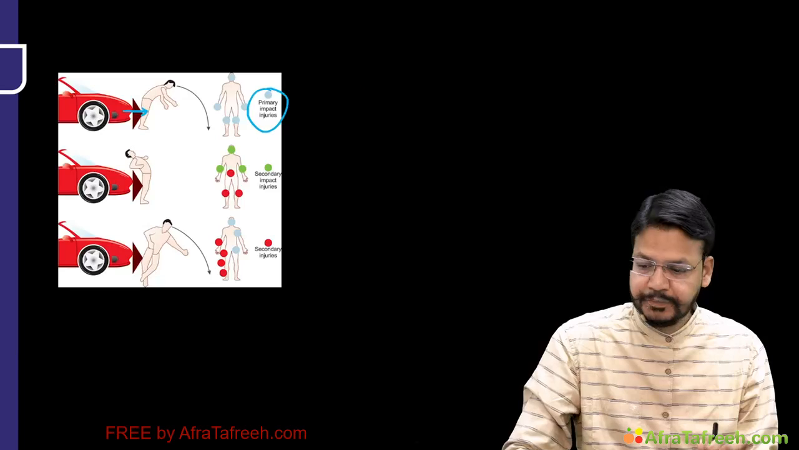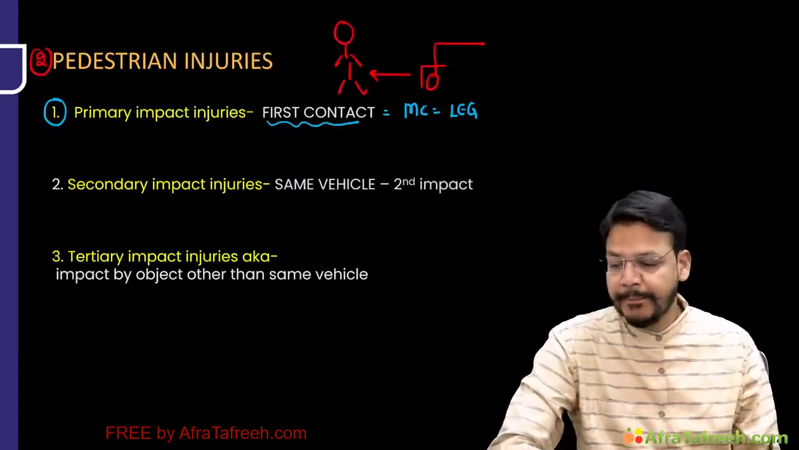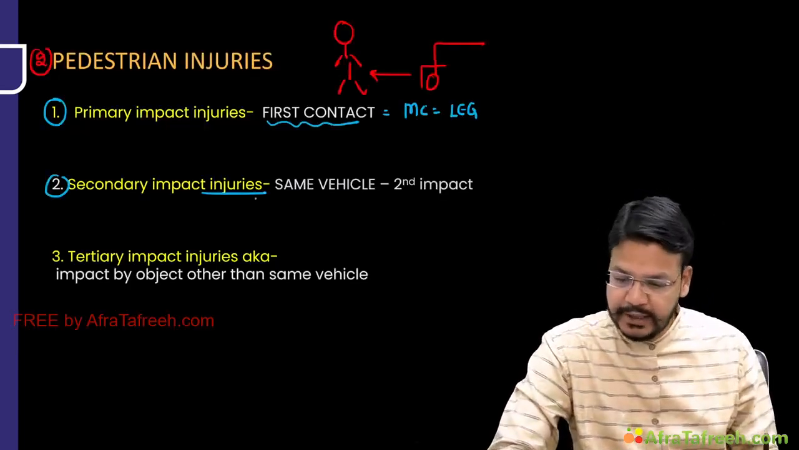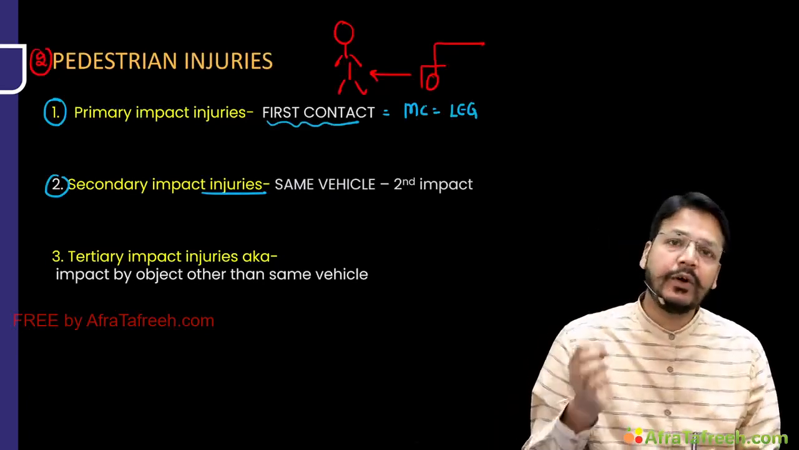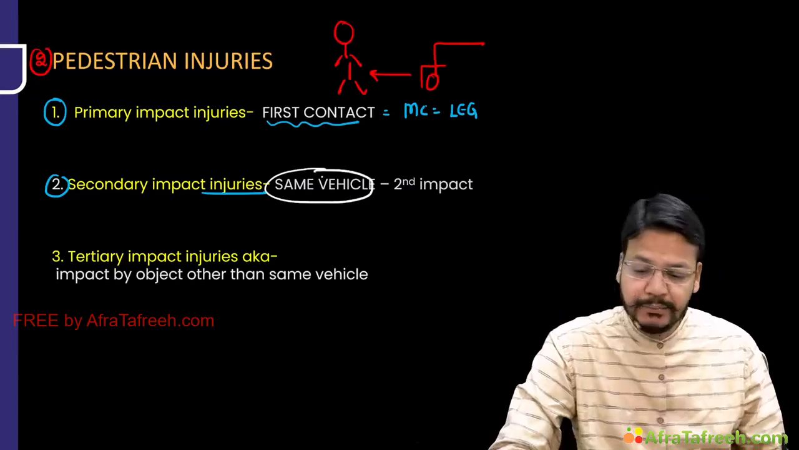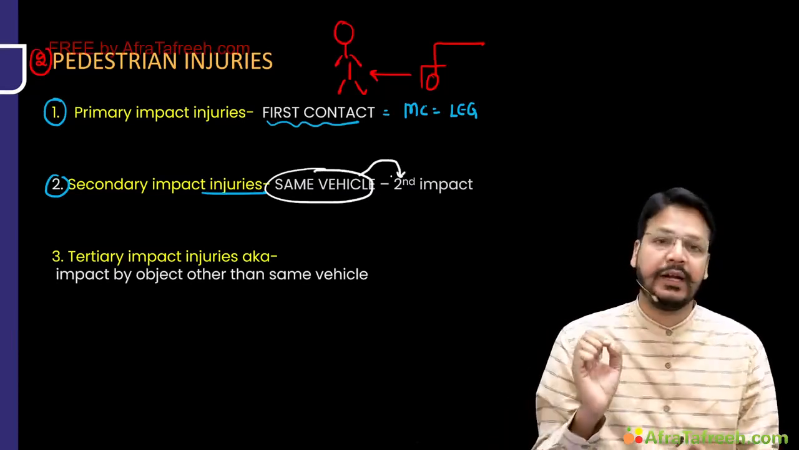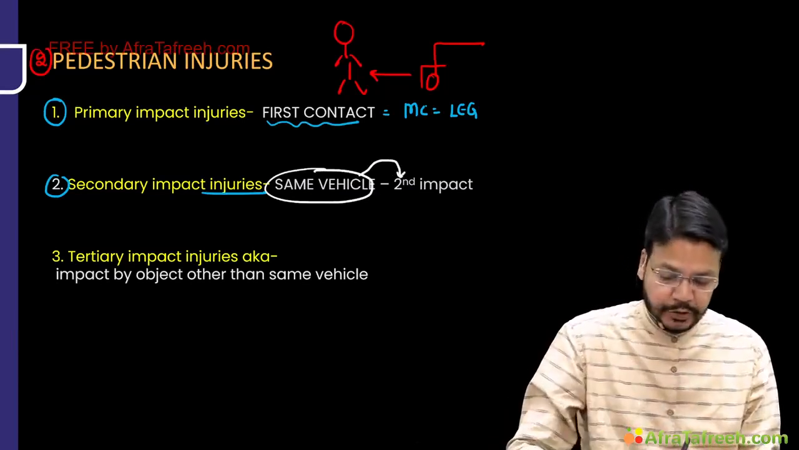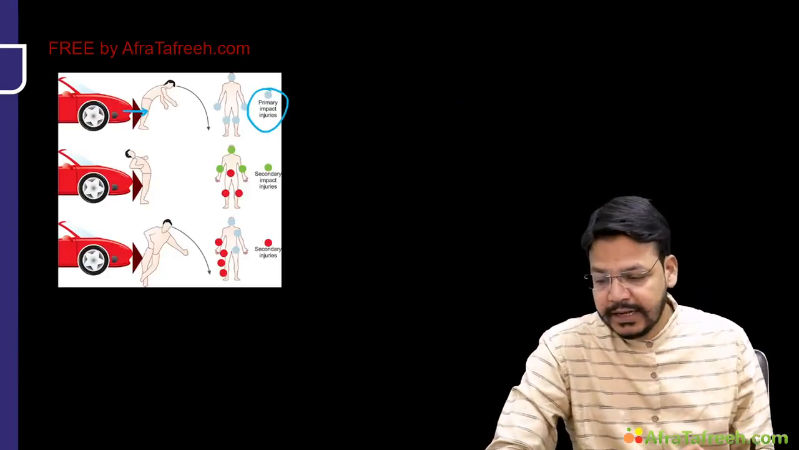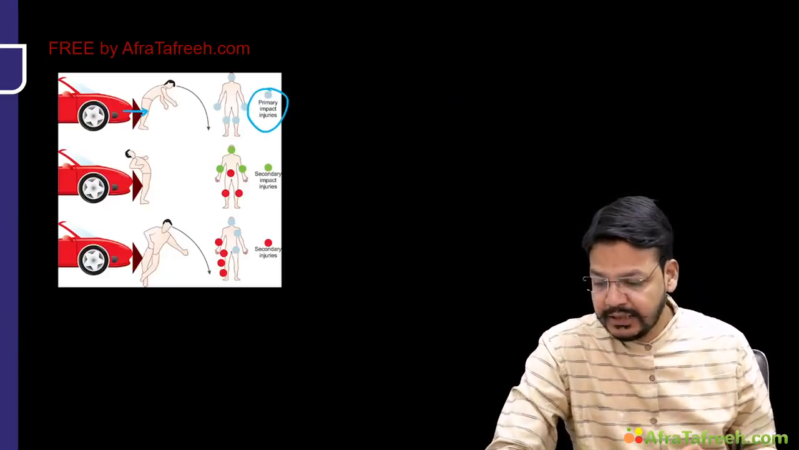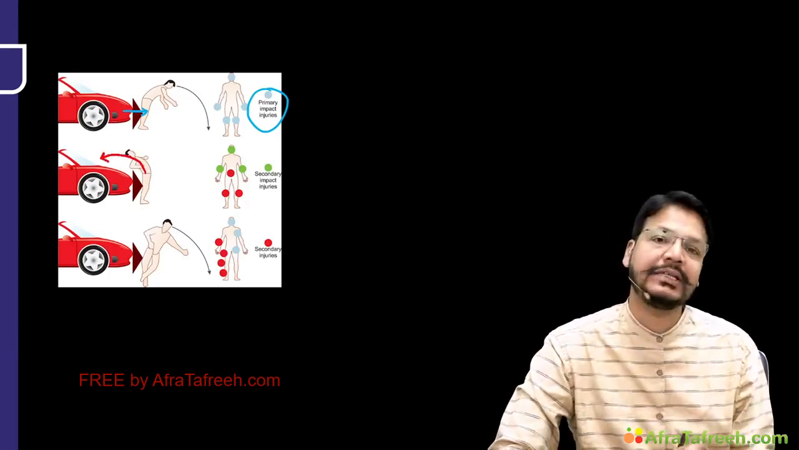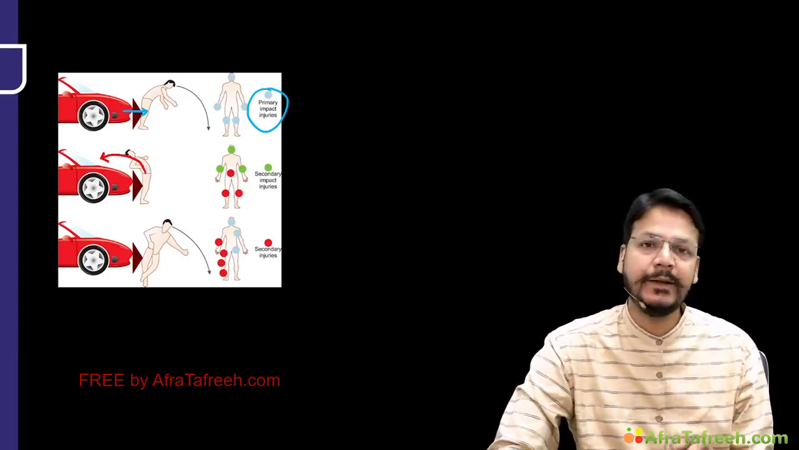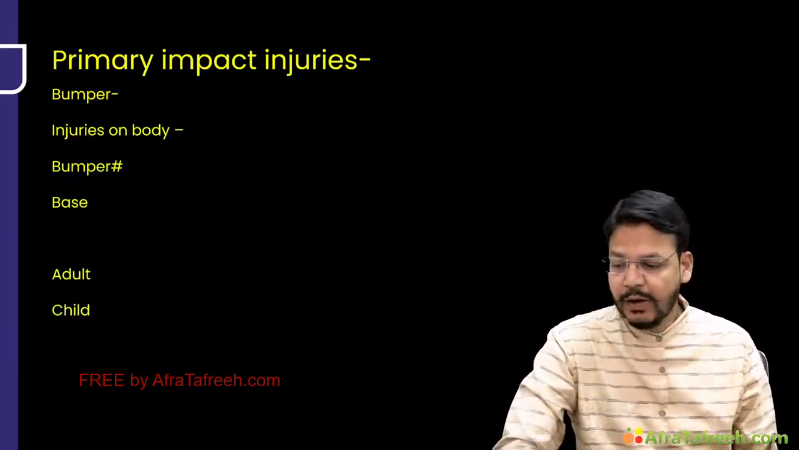Okay. Second is secondary impact injury. Doctor, secondary impact injury is the contact or hitting by the same vehicle, but it is the second contact. So what will happen, sir? As you can see, there will be injuries, and you are going over the vehicle. This is known as secondary impact, the second contact.